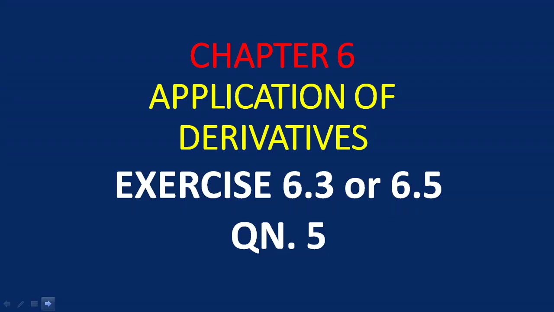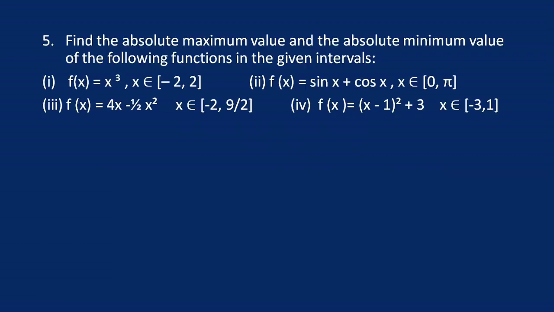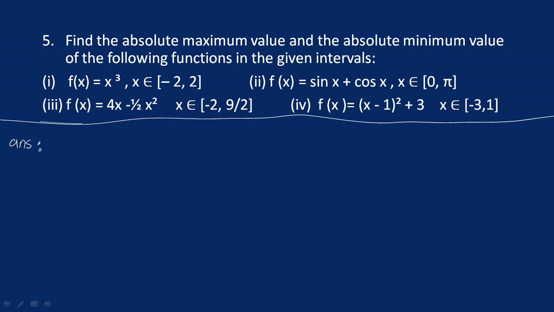Chapter 6 Application of Derivatives, Exercise 6.3, or 6.5 in the last textbook. Question number 5. Find the absolute maximum value and absolute minimum value of the following functions in the given intervals. In the first question, f of x is equal to x cube, where x belongs to the interval minus 2 to 2. So, what is f dash of x?